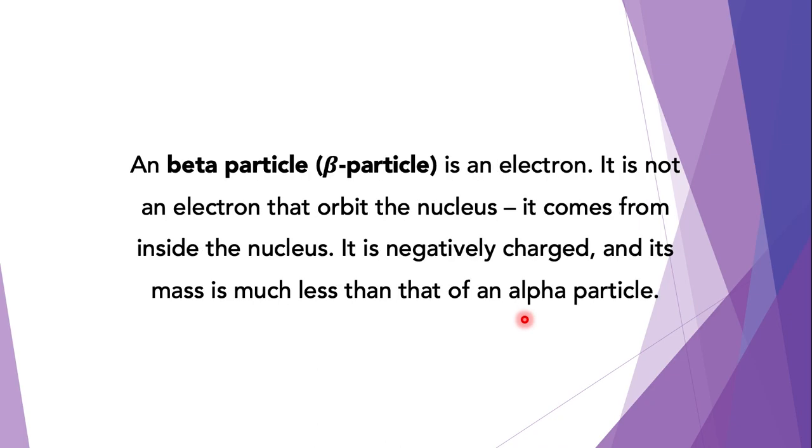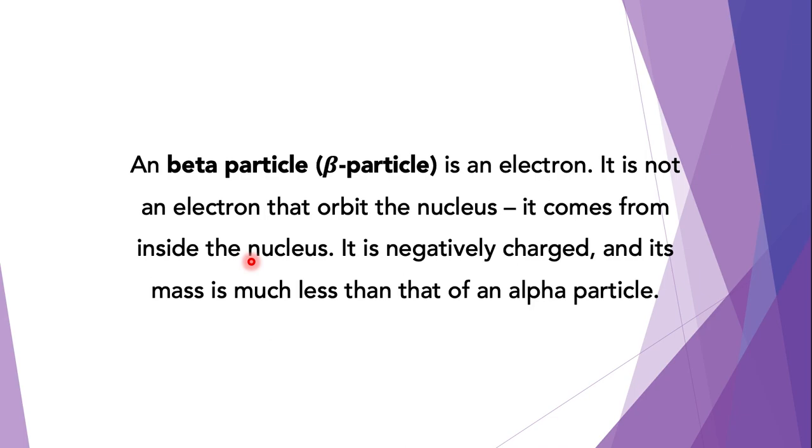Then we have the beta particle. So this beta particle is an electron. And of course, as we have read in previous chapters, electrons are negatively charged particles in an atom. But this electron, the beta particle electron, is not an electron that orbits the nucleus. It comes from inside the nucleus. So this is the whole thing.